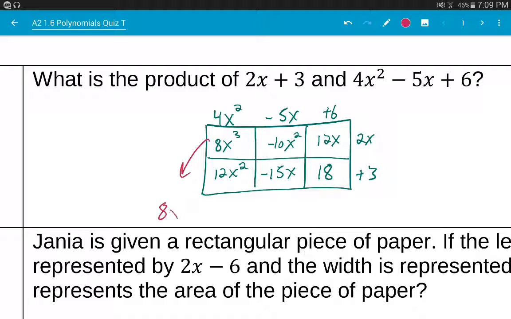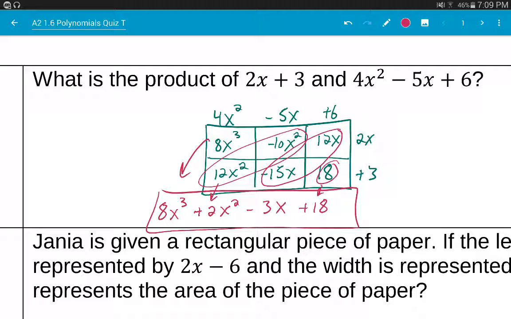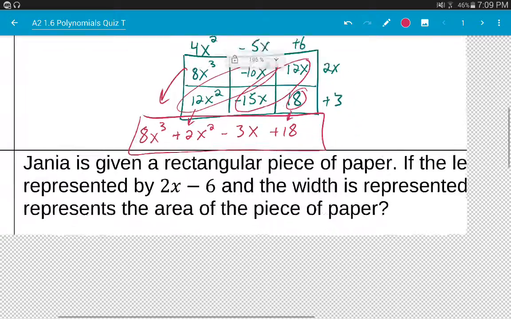all the diagonals should be like terms. 8x cubed, 12 minus 10x squared, that's going to be 2x squared. 12 minus 15 is giving me negative 3x, and 18 is just going to come out by itself, plus 18, and that was the answer. That's the product, which means multiplication.